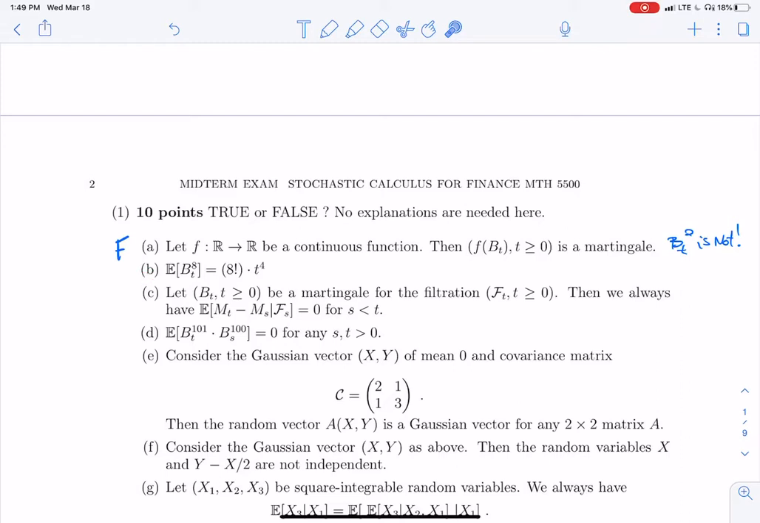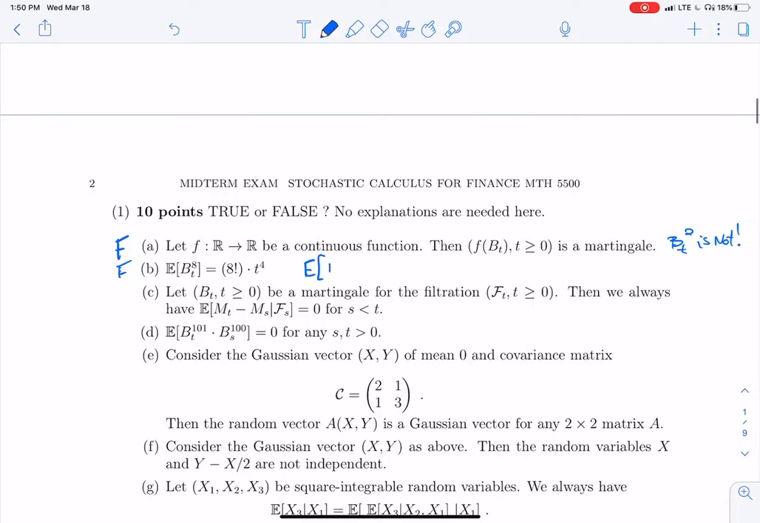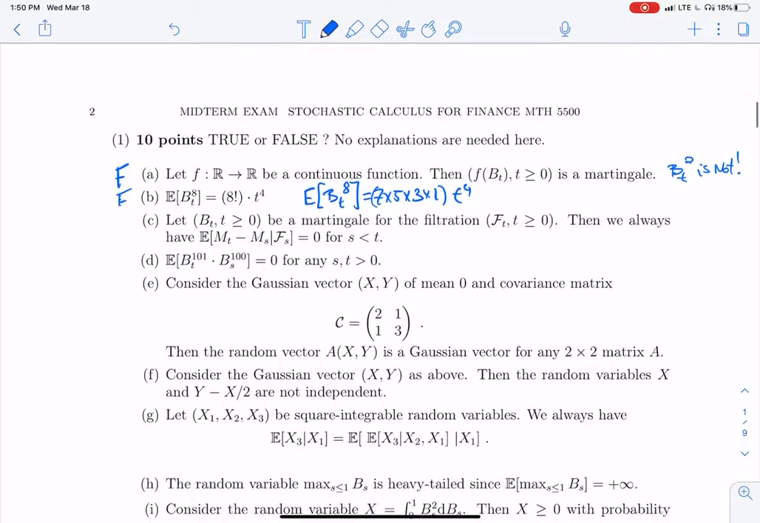Now, question B, if I take the expectation of Bt to the 8, then it's 8 factorial times t to the 4. This is also false. Why? Because Bt is a normal 0,t, and we know the moments of a normal 0,t. So in fact, it's always multiplying the odd numbers up to the power. So Bt to the 8 is actually 7 times 5 times 3 times 1 times t to the 4.